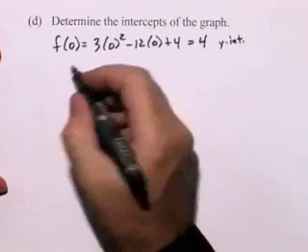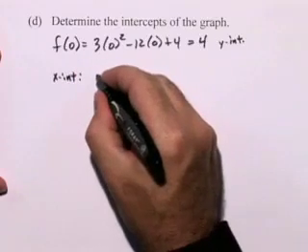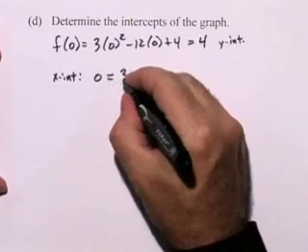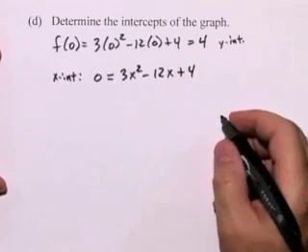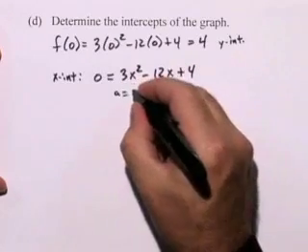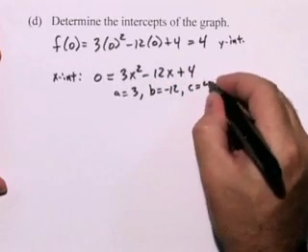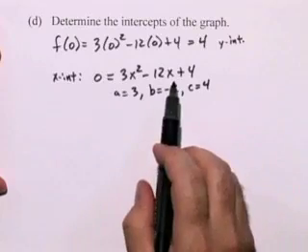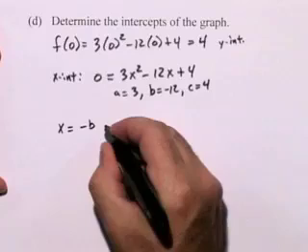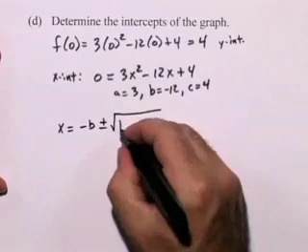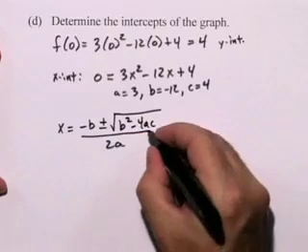Next, we'll find our x-intercepts. We'll find our x-intercepts by setting the function equal to 0 and then solving the resulting equation. Well, 0 is equal to 3x squared minus 12x plus 4. We identified earlier that a was equal to 3, b was equal to negative 12, and c was equal to 4. We'll solve this quadratic equation by using the quadratic formula. x is equal to negative b plus or minus the square root of b squared minus 4ac all over 2a.